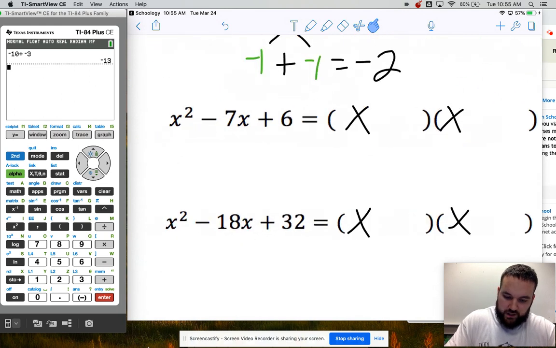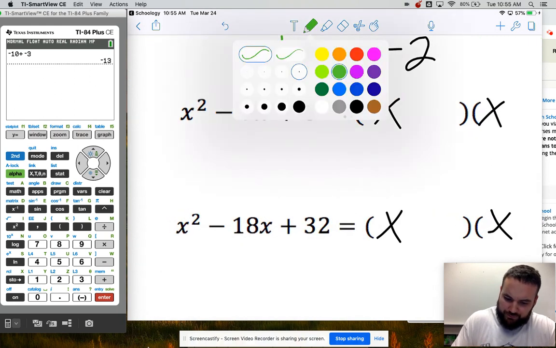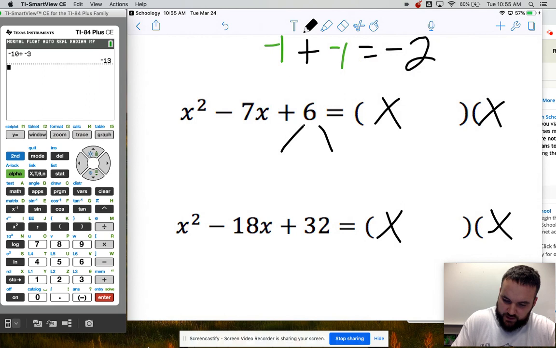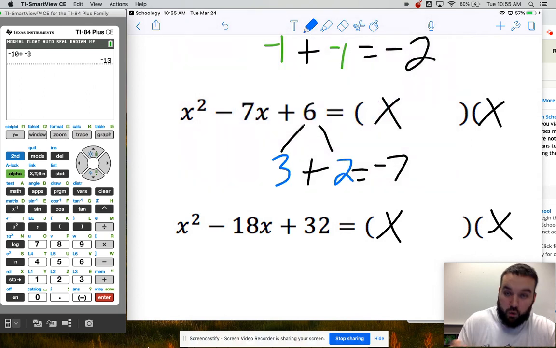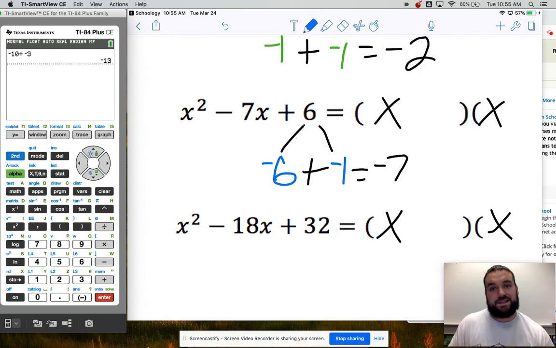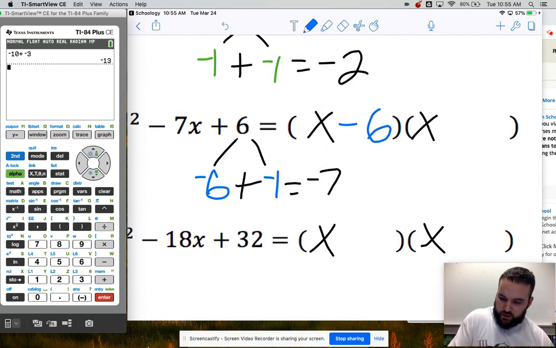Okay, here, x squared minus 7x plus 6. So positive 6. I'm thinking 3 and 2 right away for 6. What multiplies to 6? But clearly that won't make 7, even if I make them both negative. And again, don't forget about the number and 1, right? So 6 and 1. In this case, I need both negative. So negative 6 times negative 1 is positive 6, and they add to negative 7. So that goes there and there.